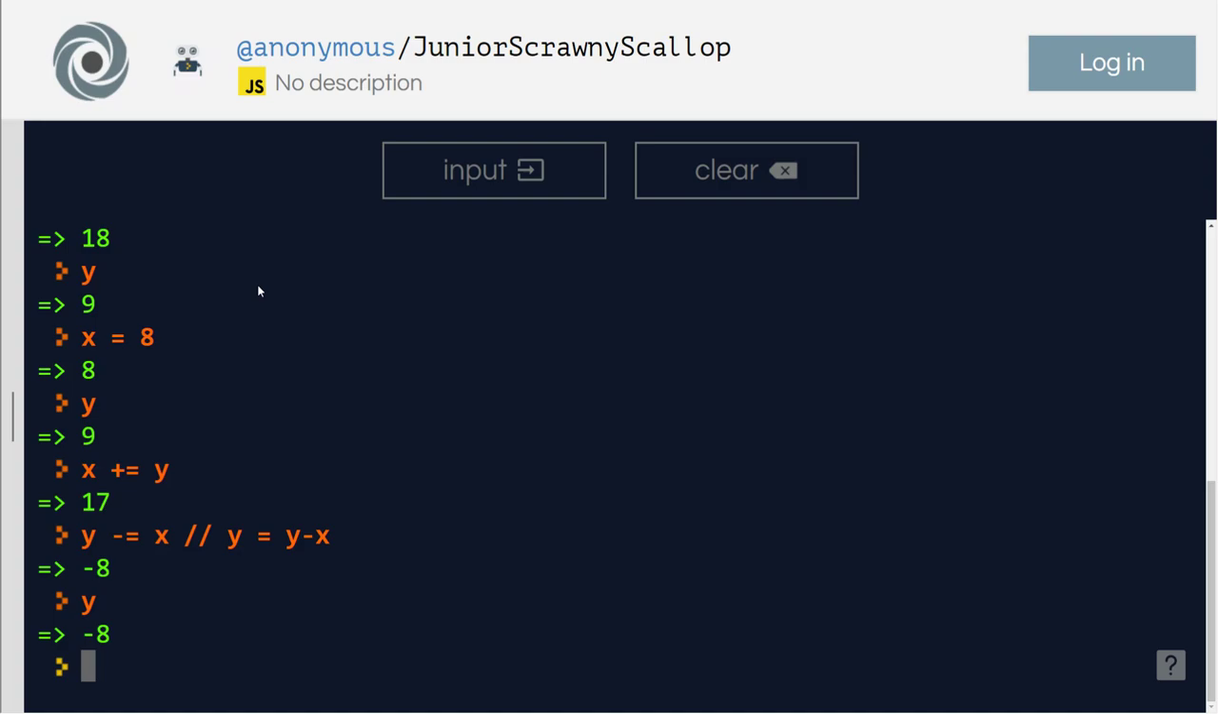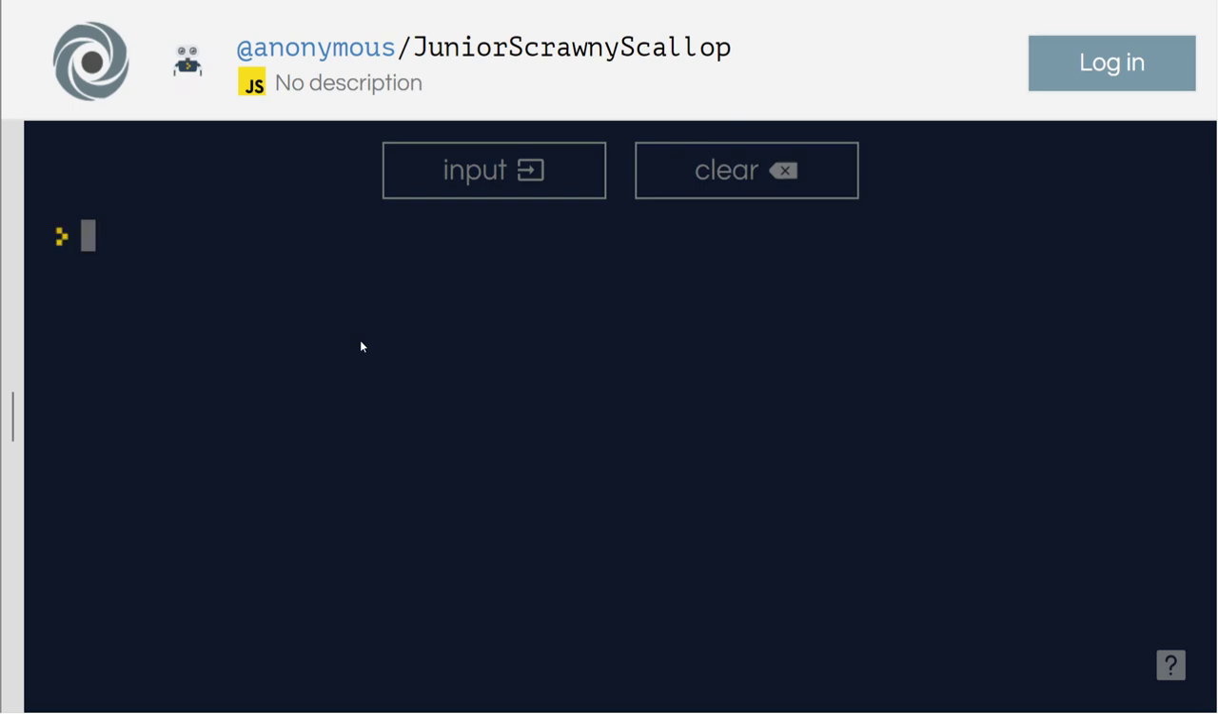Oh, oops. In the console, actually, that doesn't work. Okay, let me redo that again. So we are working in a console, that is different. So, again, x equals 8, y equals 9. Right, so now y minus equals x. So now y equals 1, x equals 8.